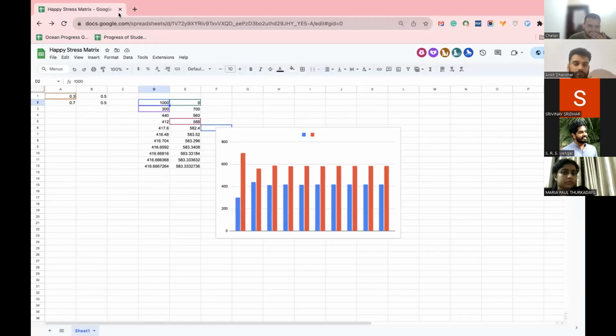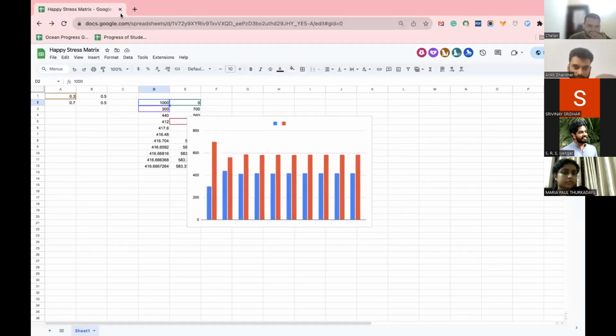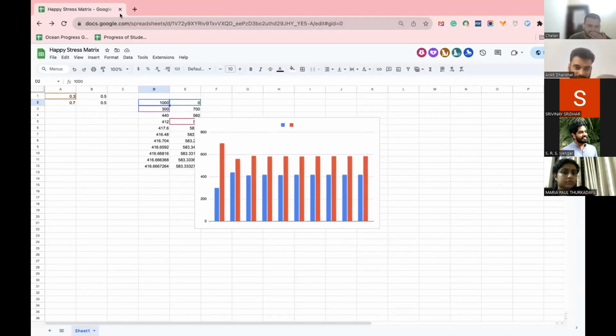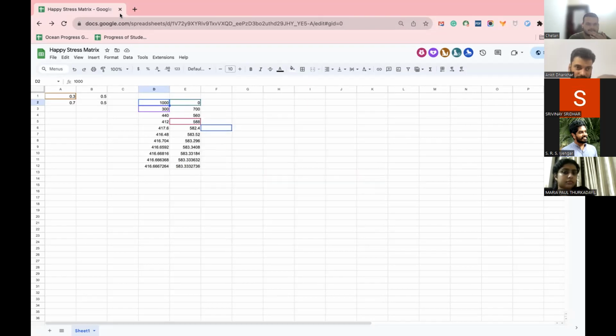Why has it become something else, sir? 1000 and 0 should always become 625, 375. I think they have changed the matrix. Let me check. Yes, sir. It was 0.3, 0.5 and 0.7, 0.5. So I just updated the A1 and A2 column.